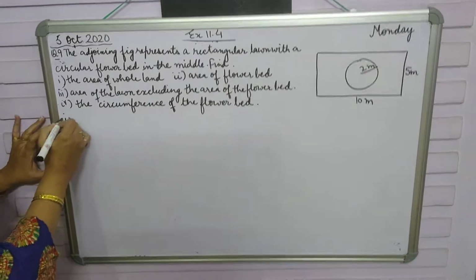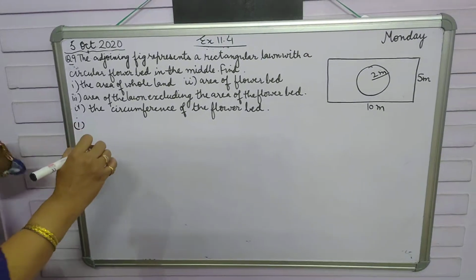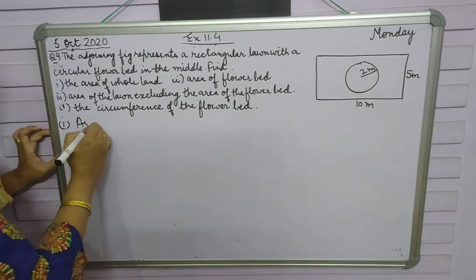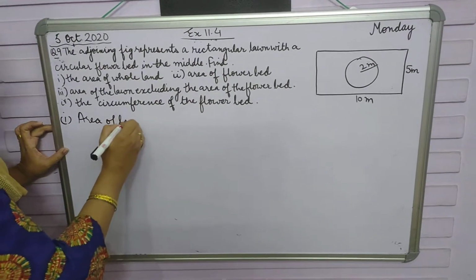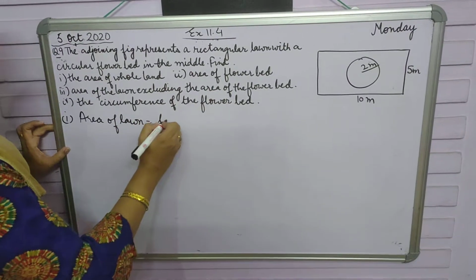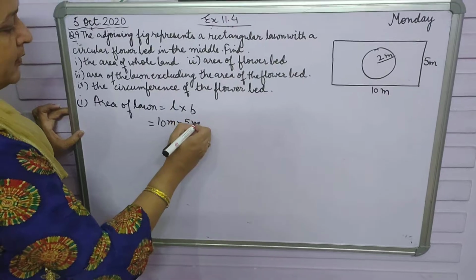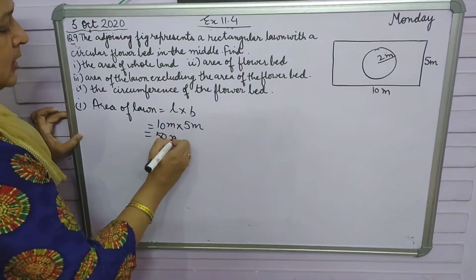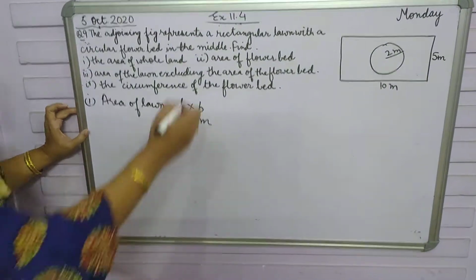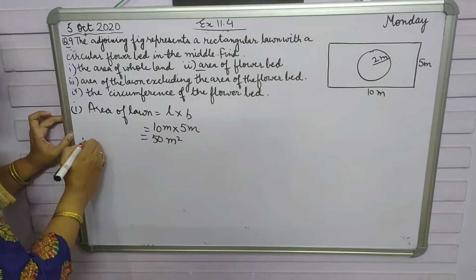So first one is the area of the whole lawn. Since it is represented by a rectangle, it is length into breadth. Length is 10 meters and the breadth is 5 meters. So it is 50 meter square. Second is area of flower bed.